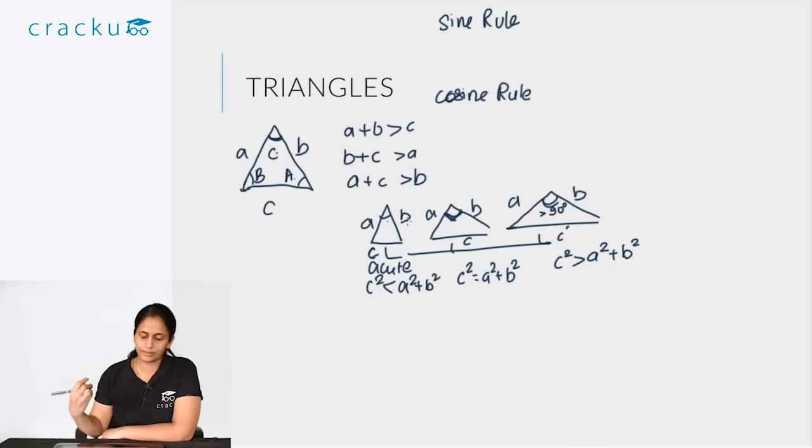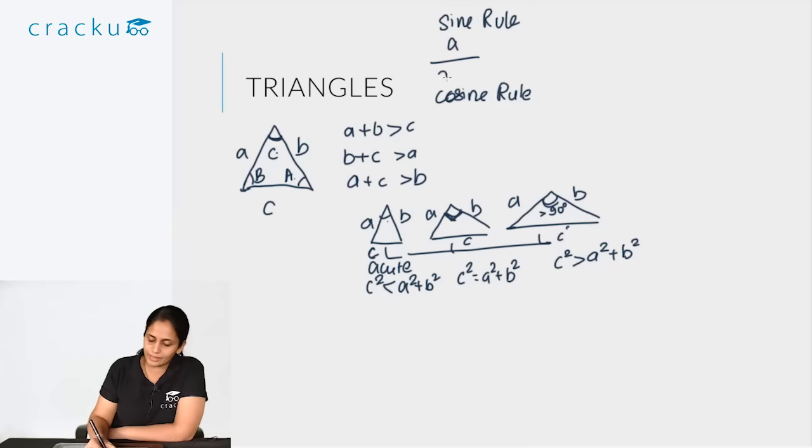There's a constant of proportionality, so basically it doesn't increase proportionally with the angle, it increases proportionally with the sine of the angle. So A by sine A is equal to B by sine B is equal to C by sine C.